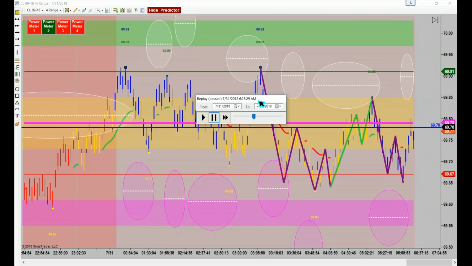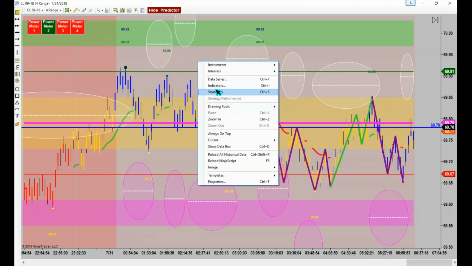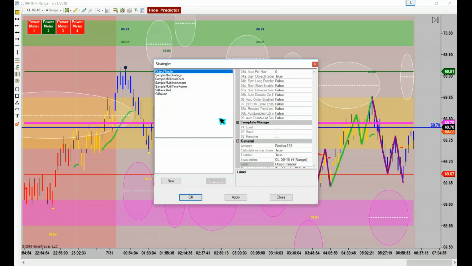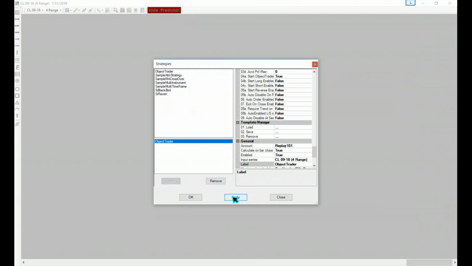Okay, so we've got this set for like 6:30 in the morning. I think it's 6:30. That's about the time that I get up right there. So you want to see if we can now take a trade, and y'all tell me where you want to get out of this trade. Okay, and we're going to do it with Object Trader live so you can see it. Let's just go ahead and do Object Trader. Strategy. And let me go ahead and apply this. This is on replay.